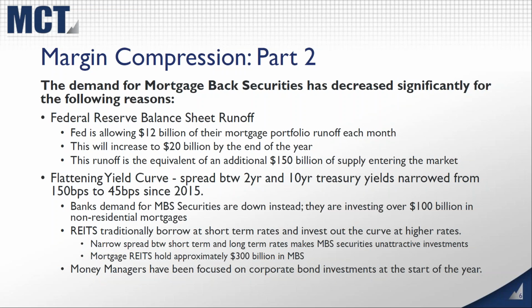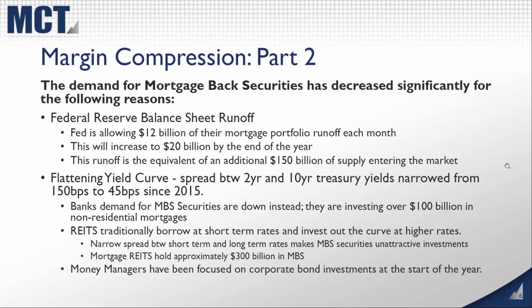Banks are no longer putting their money to use that way, and they're looking for other vehicles. And REITs, who are traditional buyers of MBS, with over 300 billion of MBS in their portfolio, are no longer seeing that spread. So the flattening yield curve makes the MBSs less attractive, therefore decreasing the demand. The Federal Reserve's runoff on the balance sheet is the same thing. That's what created that real sharp compression that everyone experienced in the first quarter.